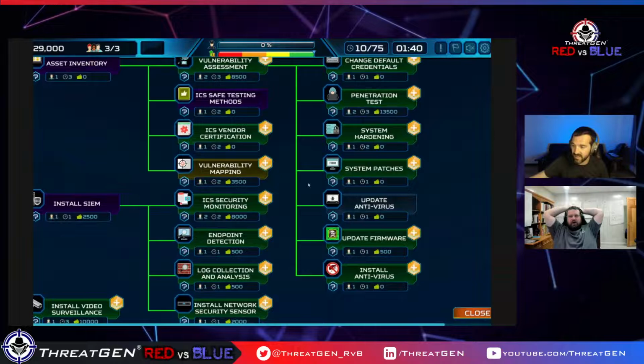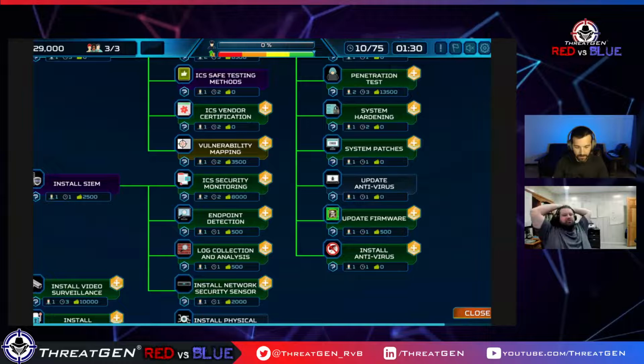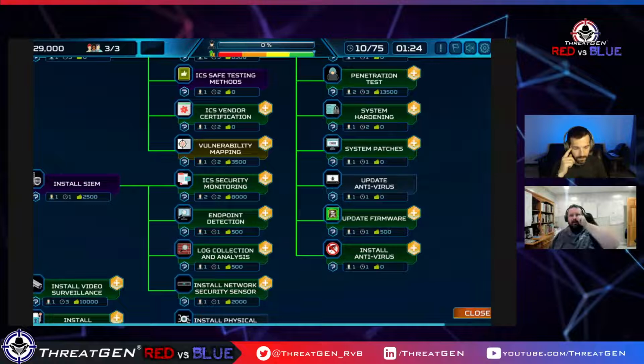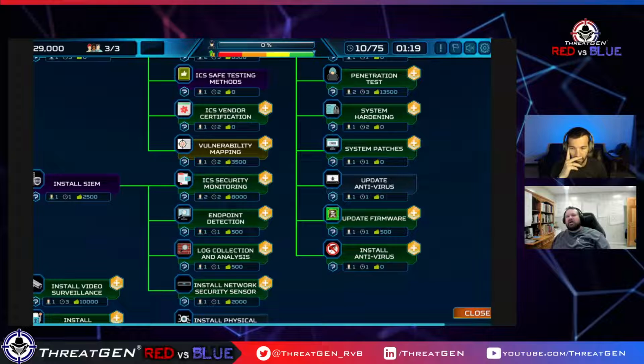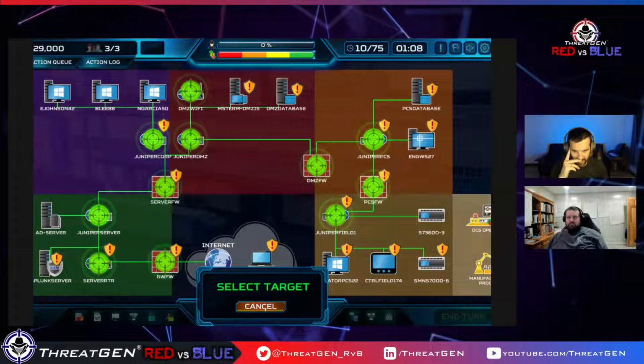All right, system. So NIDs is going to have a further reach because you're going to be able to see more. However, endpoint detection is going to give you a deeper view. So really and truly, let's cast a broad net first. So I go with the log collection and analysis. Then you can follow that up on critical systems with EDR.